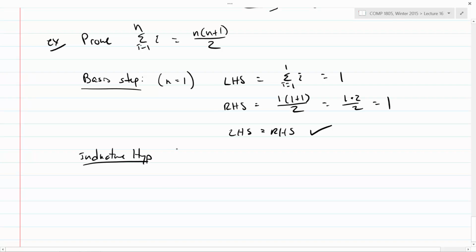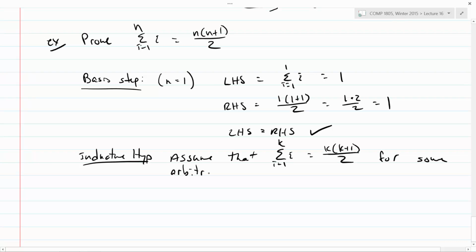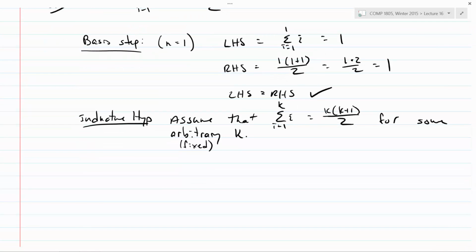And here we want to assume that the sum from i equals 1 to k of i is equal to k times (k plus 1) over 2. And this is for some arbitrary k. You might also see "for some fixed k." That means the same thing, so you could just as easily write fixed here. All right.